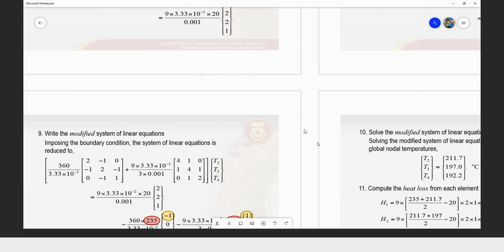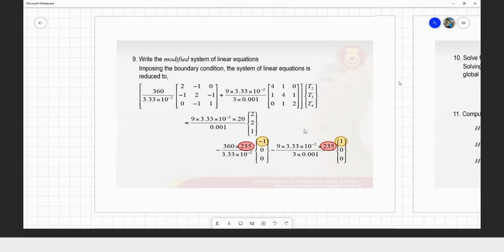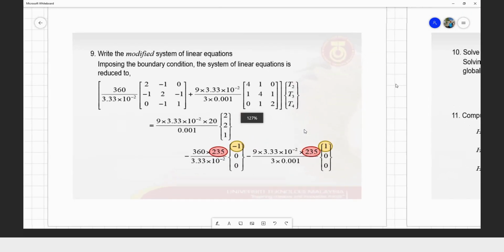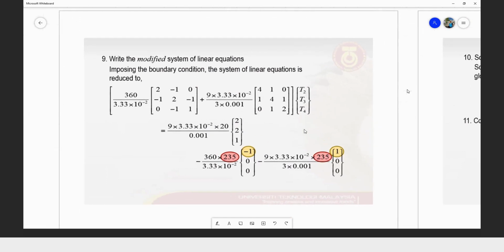And then once we eliminate the system of linear equation according to the boundary conditions, then we have, as you can see here, initially the equation before we eliminate it. So this is our K, this is our H, this is our T, this is our R.